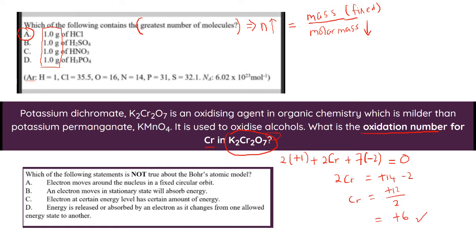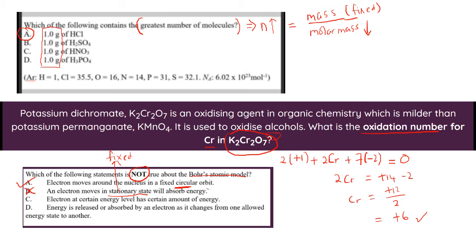Next, which of the following statements is not true about Bohr's atomic model? A. Electrons move around the nucleus in a fixed circular orbit. Yes, the keyword circular is here, so option A is correct. B. An electron moves in a stationary state. Stationary here means in the fixed state it will absorb energy, so this is wrong.